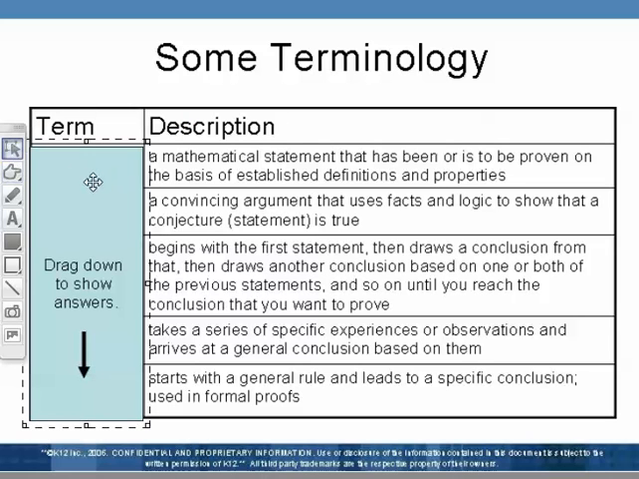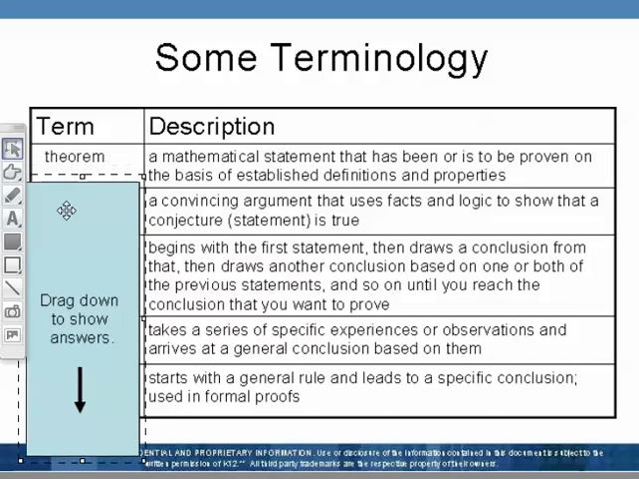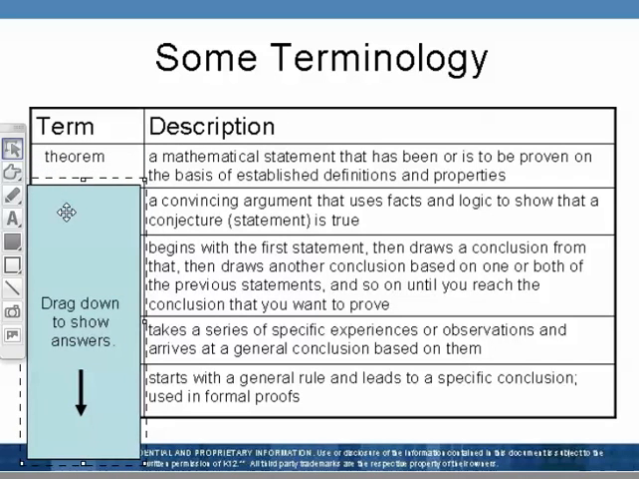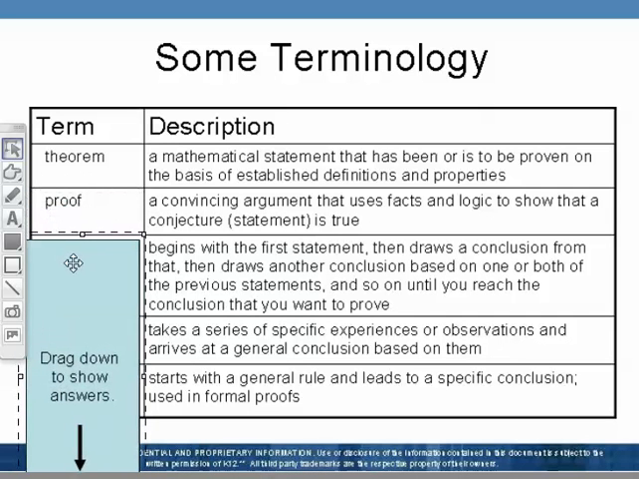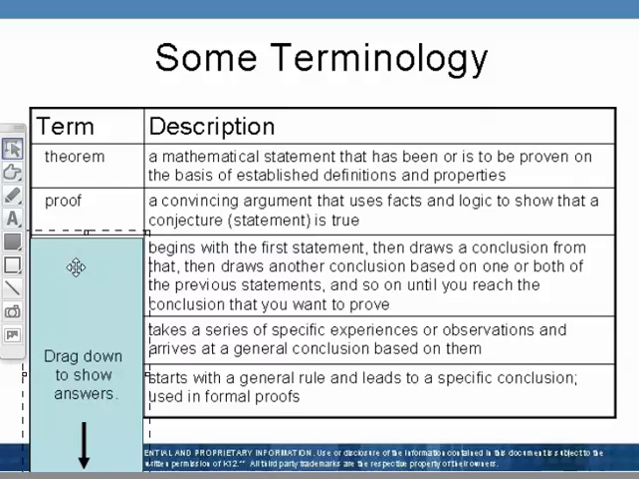If we were looking for a mathematical statement that has been or is to be proven on the basis of established definitions and properties, we're talking about what? Hope everyone said it at the same time. The word theorem. That's what we're talking about here. It's trying to come up with theorems, right? A convincing argument that uses facts and logic to show that a conjecture statement is true? Well, that is a proof. And once we prove a statement, it is a theorem that we can then use.